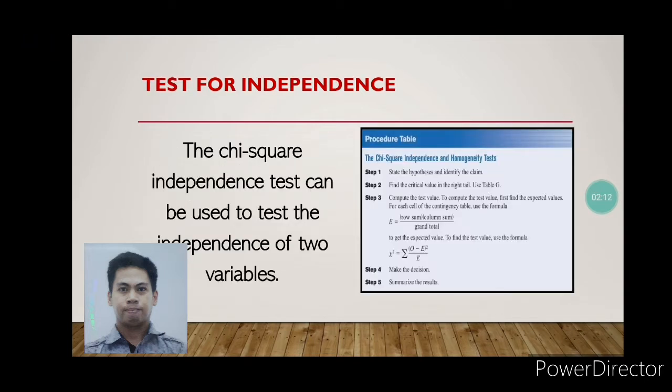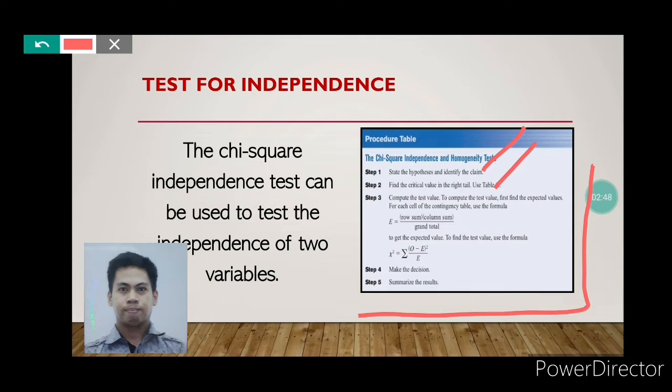Now let's proceed to test for independence. The chi-squared independence test can be used to test the independence of two variables. And here is the procedure for the chi-squared independence and homogeneity test. Step 1 is to state the hypothesis and identify the claim. Step 2 is to find the critical value in the right tail using the table G or the chi-squared table. Step 3 is to compute the test value.